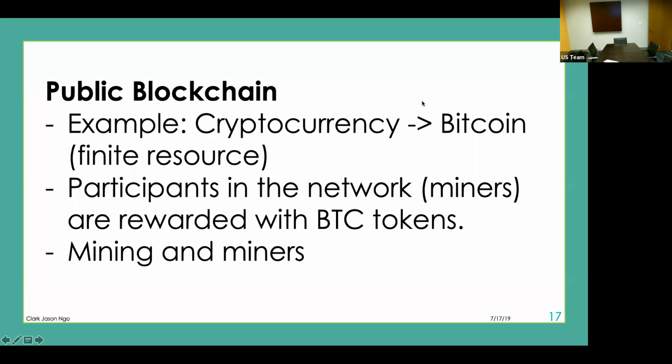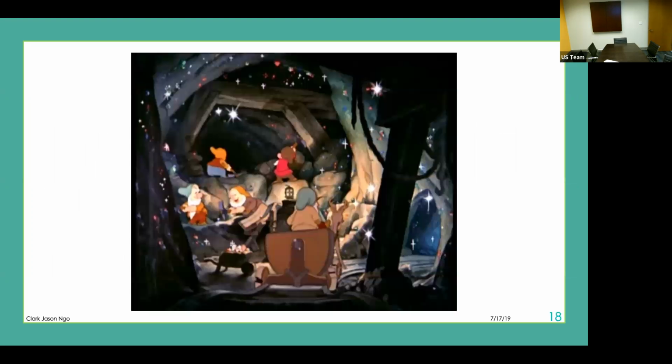An example of a public blockchain is Bitcoin, which is a cryptocurrency. And as you all know, Bitcoin has a finite resource. Participants in the network, which we call miners, are rewarded with Bitcoin tokens. And we'll talk about mining and miners. If you all know Snow White and the Seven Dwarfs, they were mining diamonds, but again, gold and diamonds are finite resources, right? So even Bitcoin has a set finite resource. I think right now it's around 21 million Bitcoins that are available digitally or in the market.